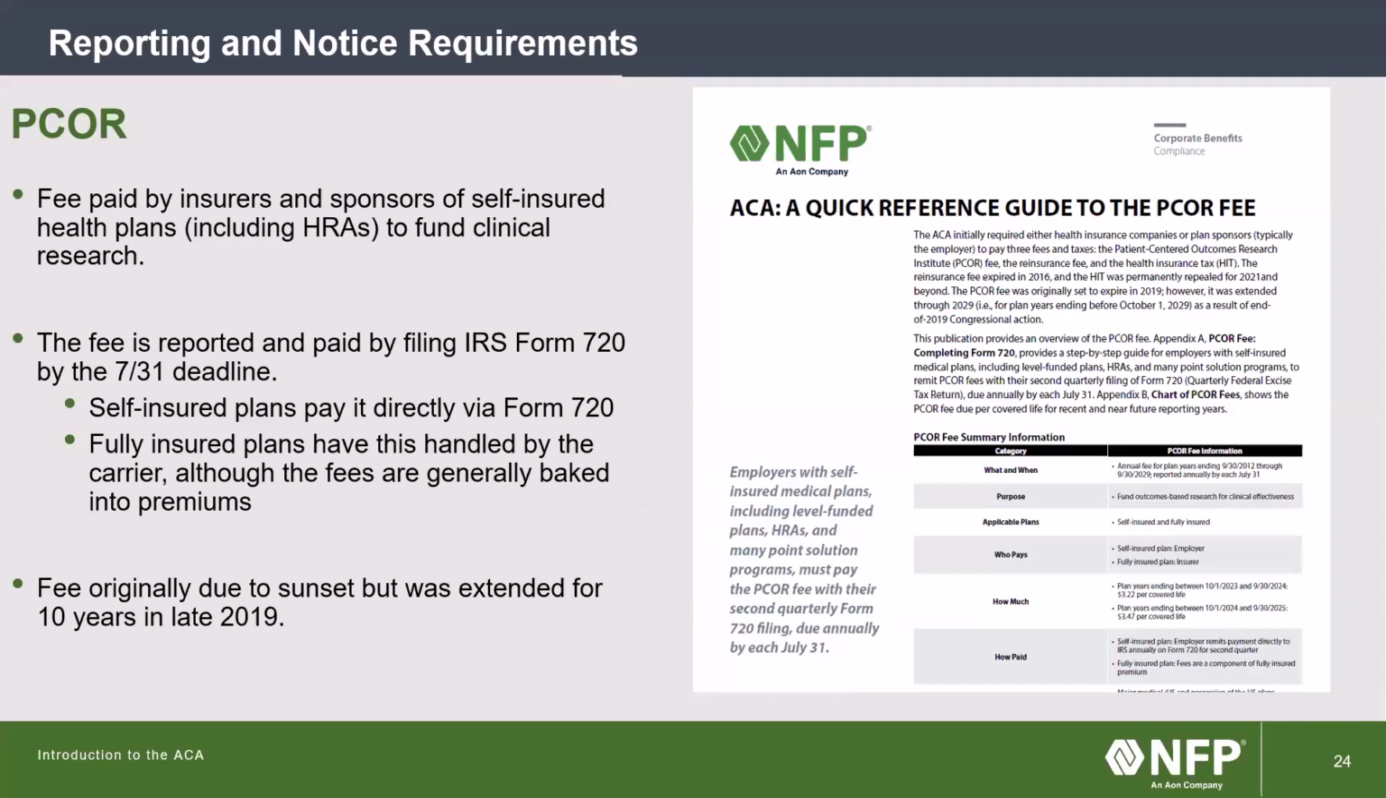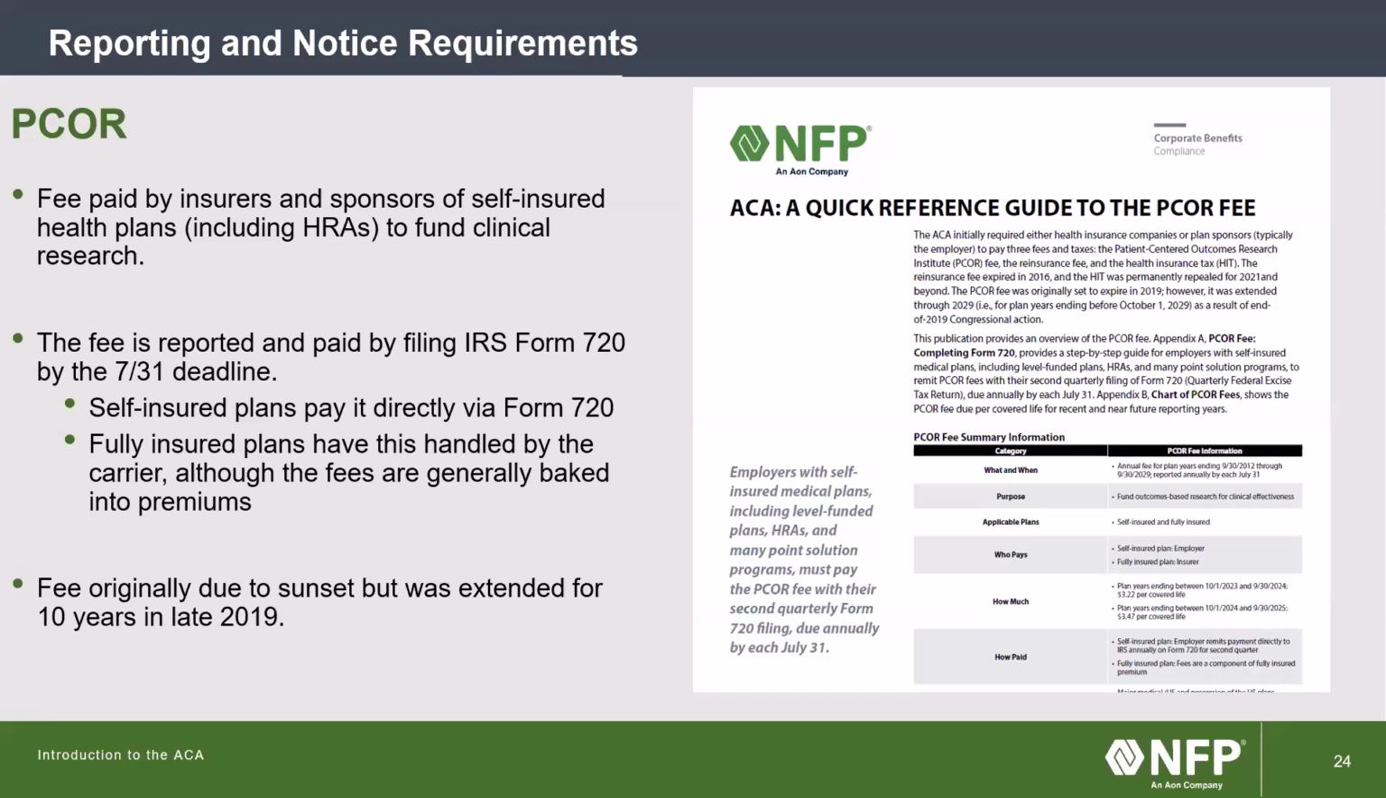Another thing we wanted to touch on is PCOR, which, remember, is a fee that is required by the ACA that some employers and insurers have to pay. This is a fee that's paid by insurers and sponsors of self-insured health plans, and that includes, by the way, HRAs, to fund certain clinical research.